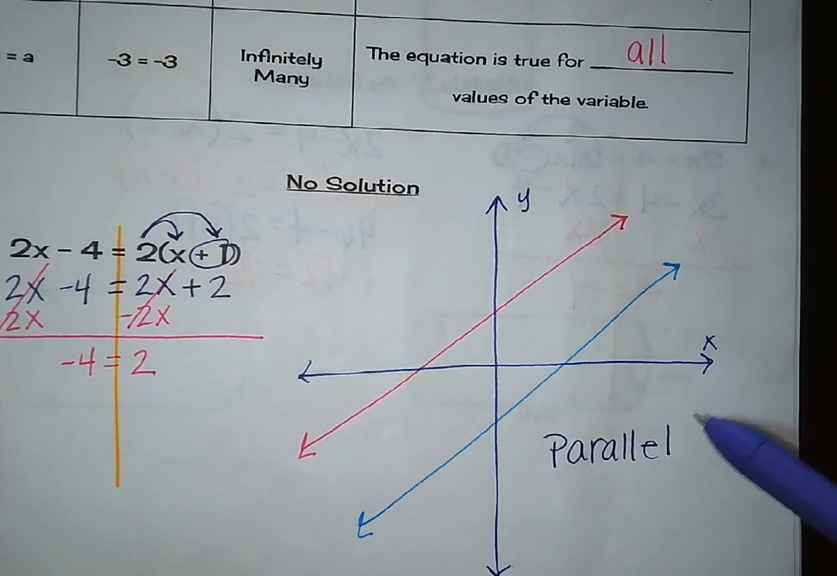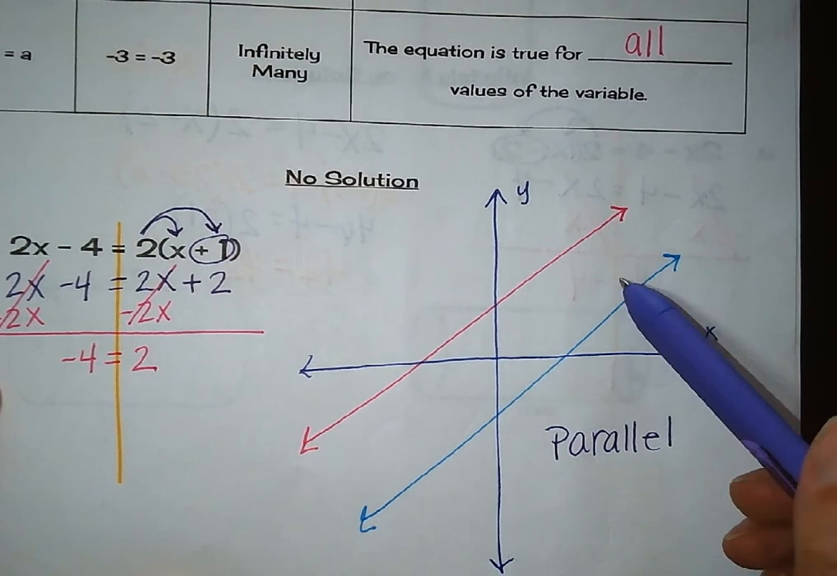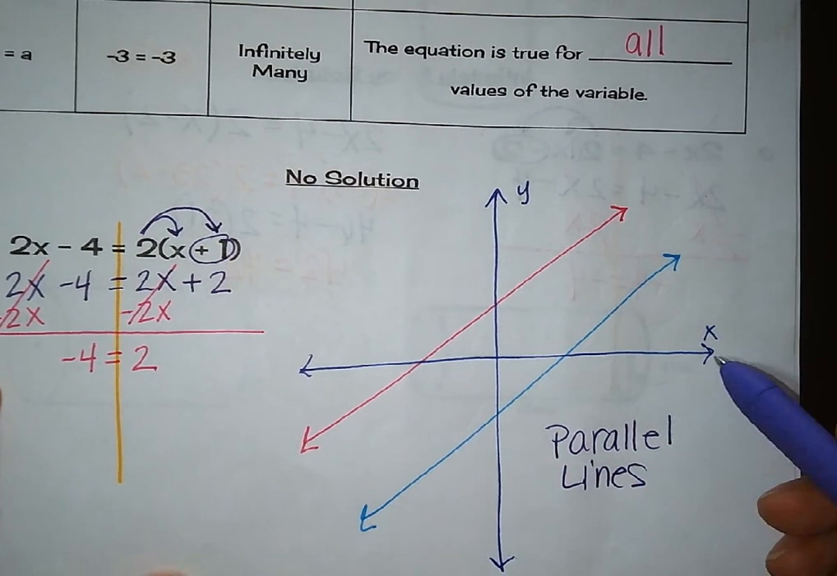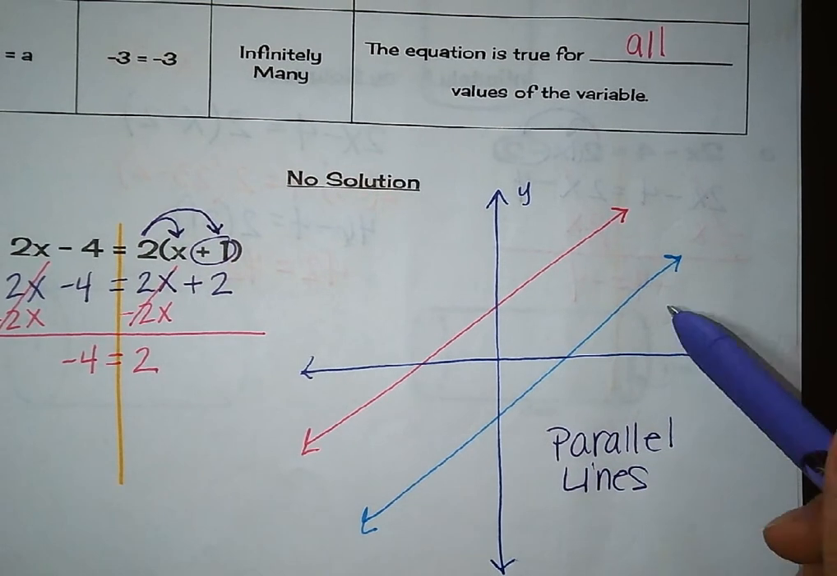So if we look at these two lines right here, these two lines are actually parallel lines. They're never ever going to crisscross, which is why there is no solution, because these two lines will never intersect.